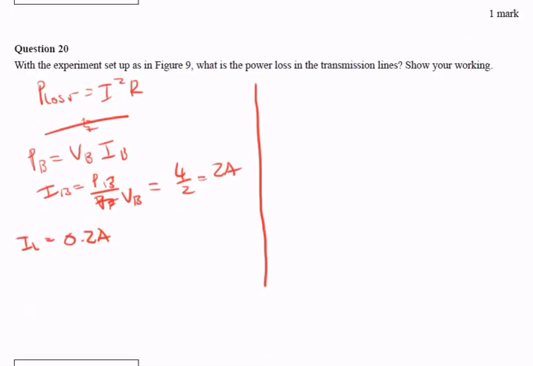So now we can use our formula again. P loss equals 0.2 squared times 4, and that equals 0.16 watts.